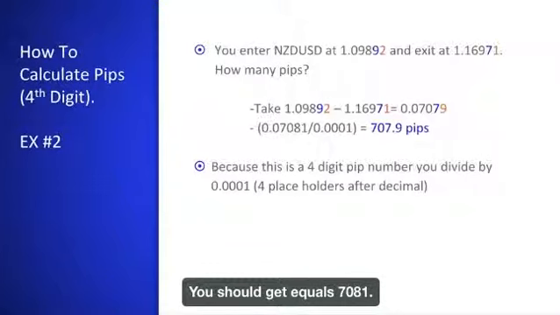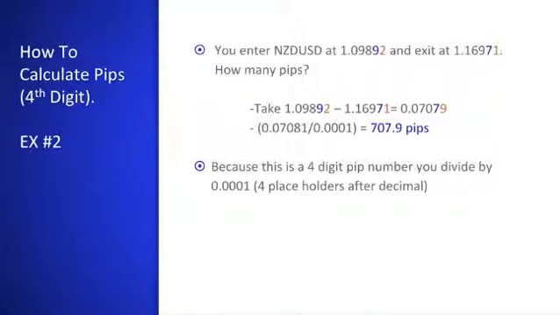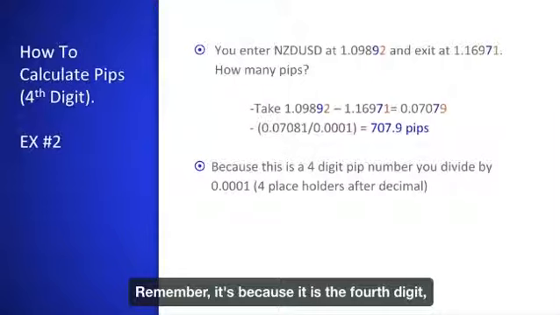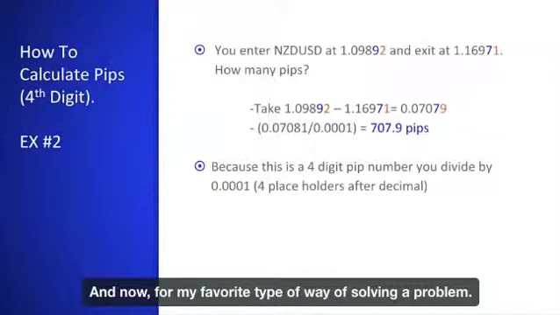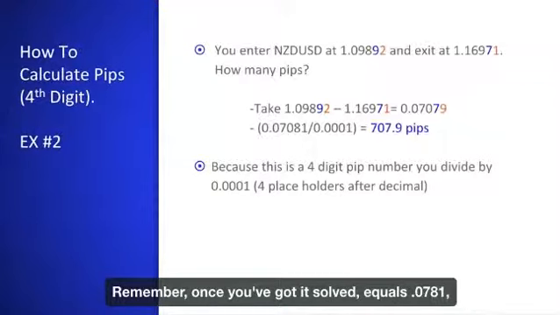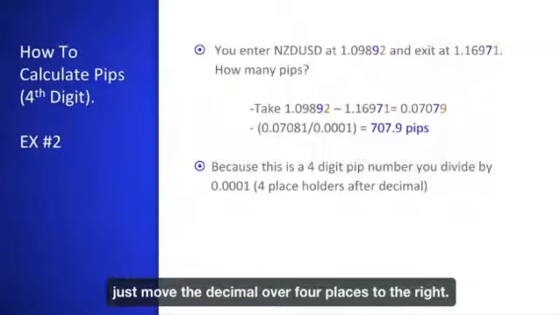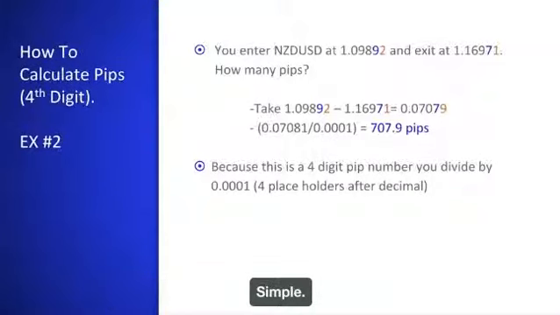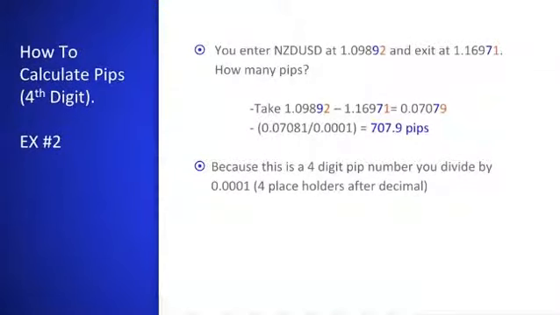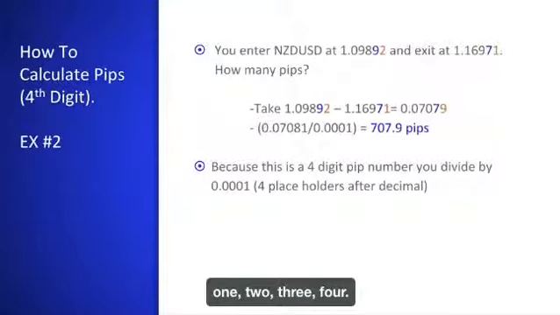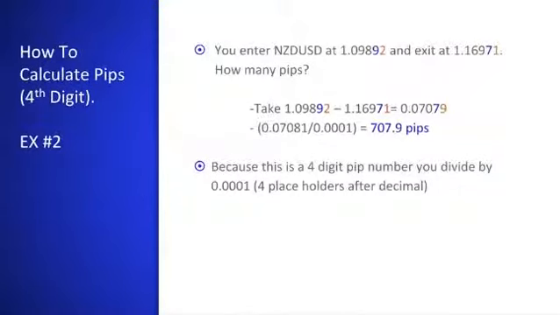So after finding out what the actual decimal number is, this method is for people who like dividing. If you're the dividing type, then what you want to do is take that 0.07079 and divide it by 0.0001. All right? The reason why we're dividing it by 0.0001 is because, remember, the 4th digit from the decimal is the pip. So when you take 0.07079 divided by 0.0001, you should get 707.9 pips. All right? That's for you guys that like to divide stuff. That's not usually my style.